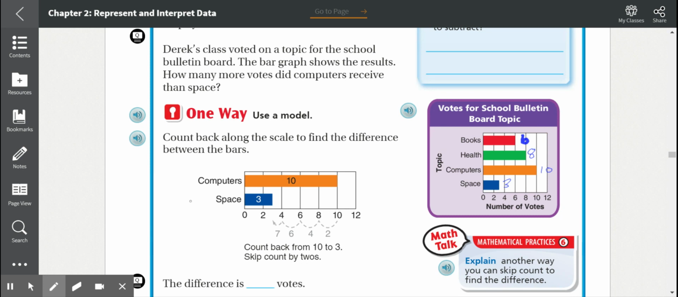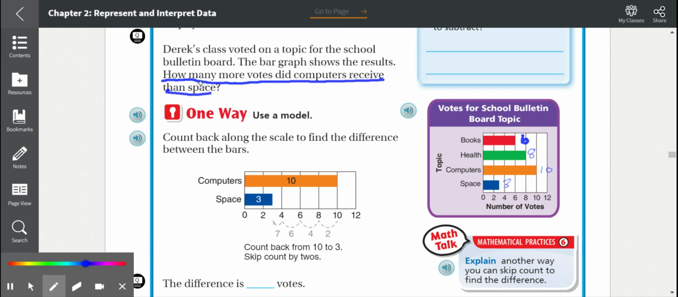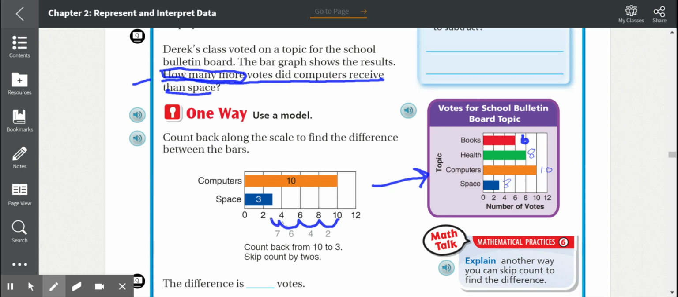Okay. What do we want to know? How many more votes did computers receive than space? When we see how many more, those are keywords telling you we're going to subtract. So one way to do this is to count back along the scale to find the difference. Computers received 10, space received 3. We're going to count back however many it takes to get from 10 to 3, and the scale goes by twos. So we need to count back by twos. 2, 4, 6, 7. The difference is 7 votes.